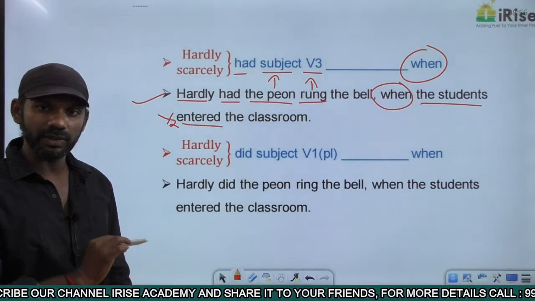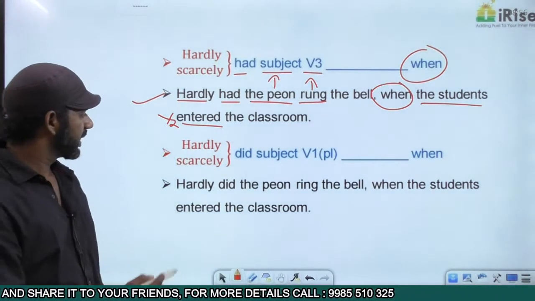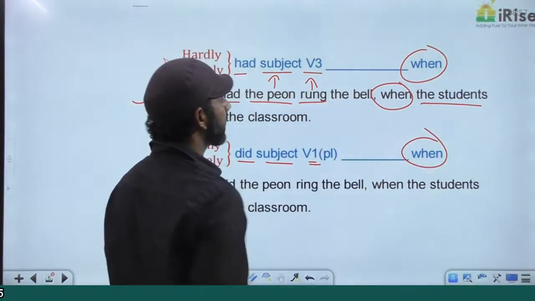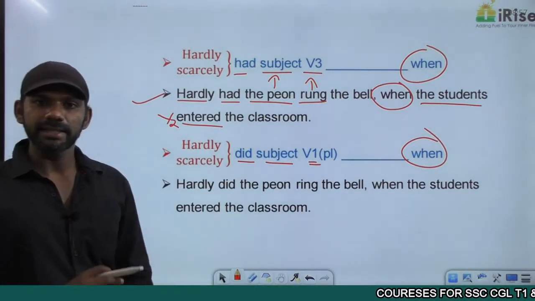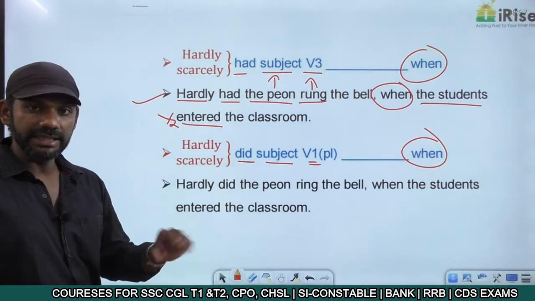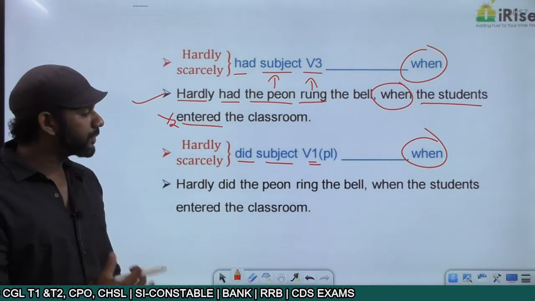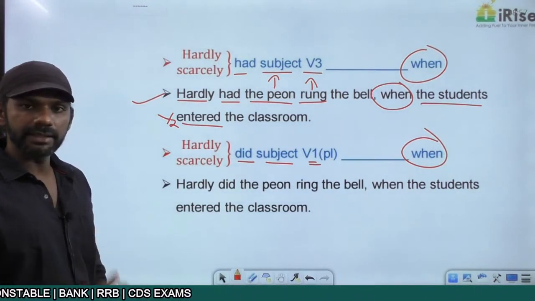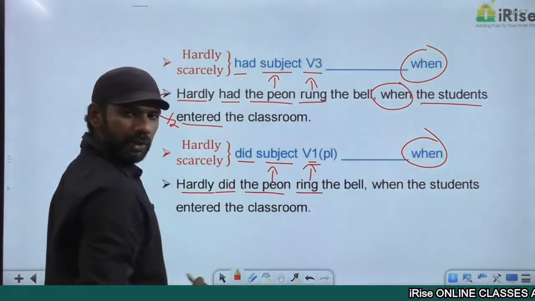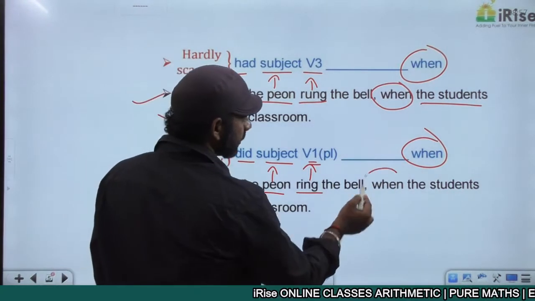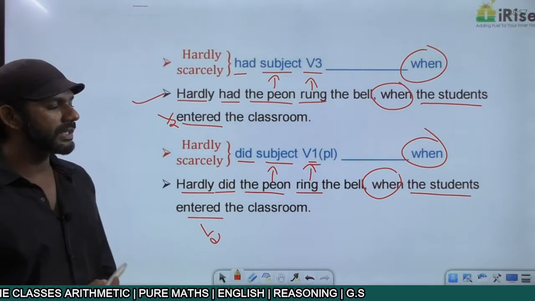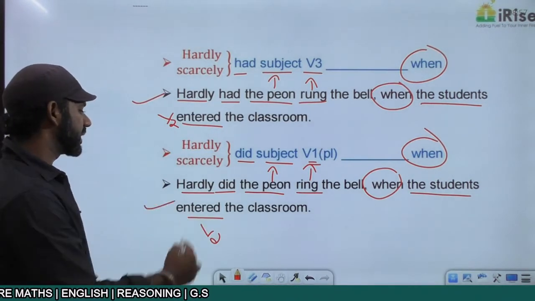The second one is the same as no sooner sentences, but the difference is than and when. Hardly or scarcely did subject V1 plural followed by when. So the same idea in the hardly did form becomes: hardly did the peon ring the bell when the students entered the classroom. So hardly did, subject is the peon, ring is V1 plural, no S, no ES, no IS. Hardly followed by when, the students is subject here, entered is V2. Hardly did the peon ring the bell when the students entered the classroom, grammatically correct.